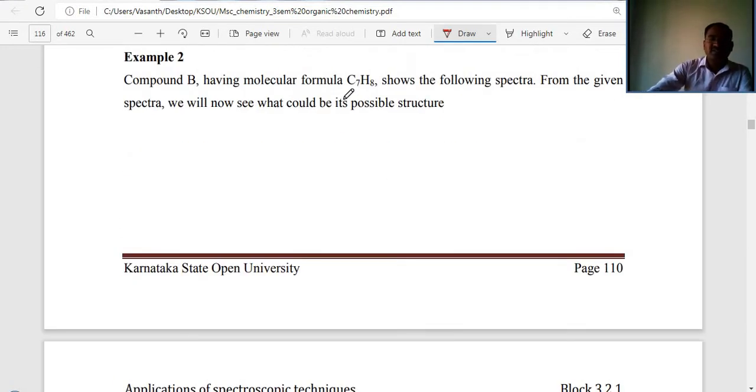We consider some other examples like that. The molecular formula is C7H8. It shows the following spectra. From the given spectra, we will now see what could be its possible structure. These are all very important examples.